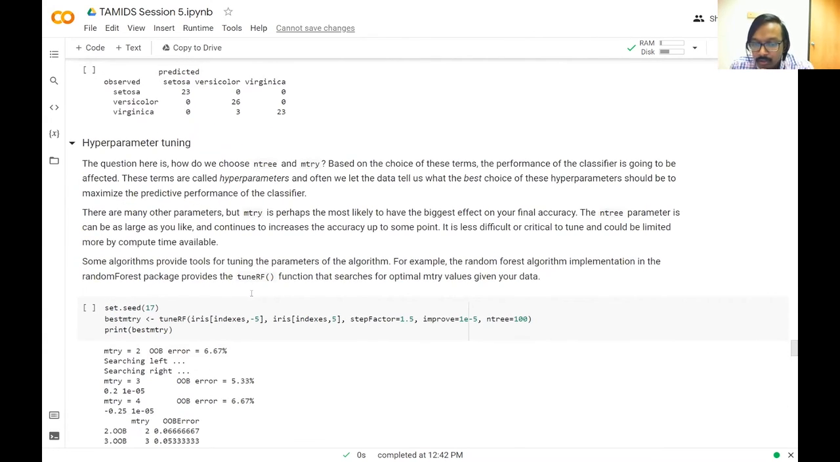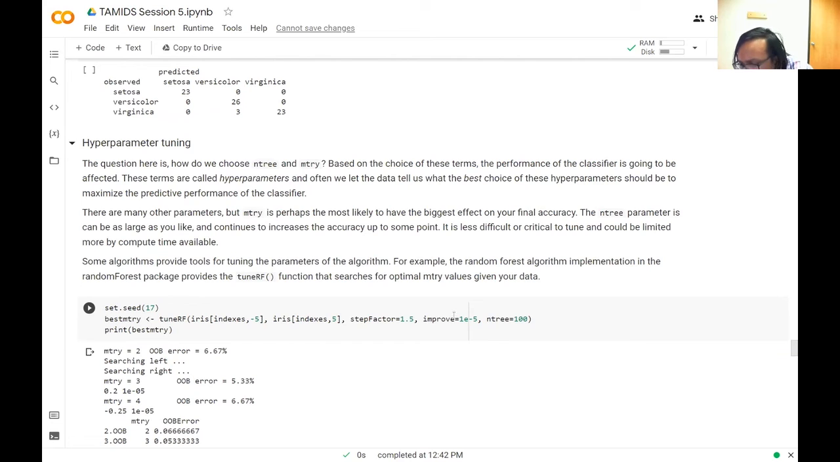There is a function called tuneRF, which can help you tune the mtry parameter based on a certain number of trees. If you fix the number of trees, you can use something like stepFactor, which controls the steps by which the different mtry values are calculated. So mtry equal to 2, then 3, and so on. The step factor is 1.5, but in this case it could only be whole numbers.